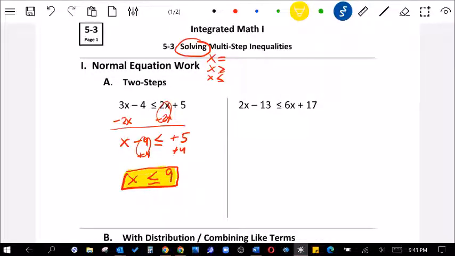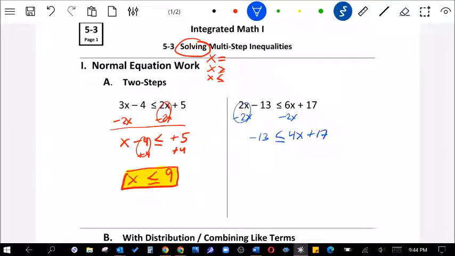Now, when we look at the next one, don't write this down if you're taking notes, but if I do minus 6x and minus 6x, I'm going to get a minus 4x. Nothing wrong with that whatsoever. But I can avoid dealing with a negative x value or number by moving the 2x over to the other side. So this would become 0. I get negative 13 is less than or equal to 6 take away 2 is 4x plus 17.